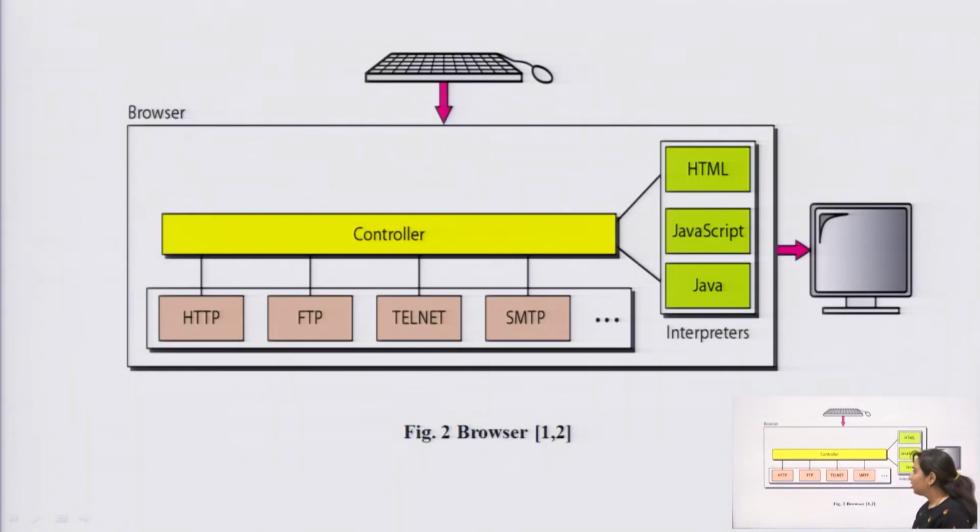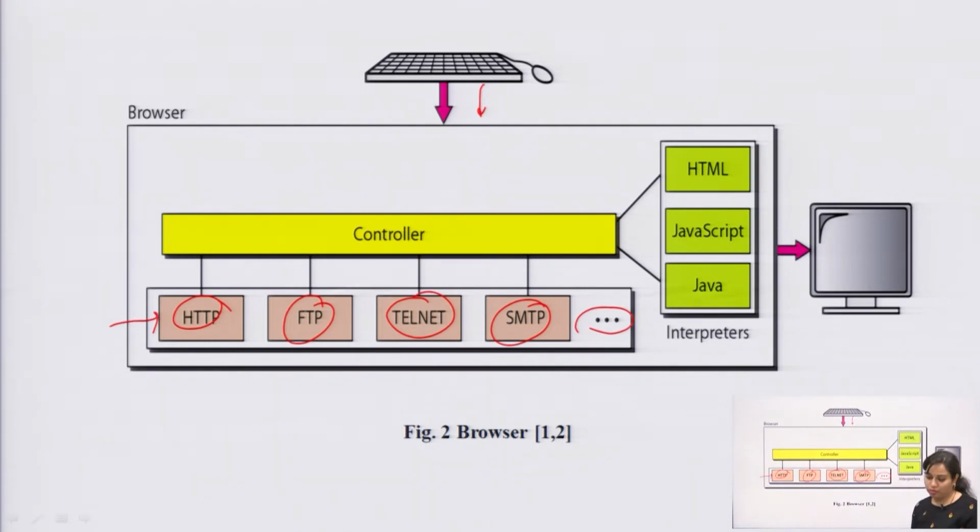Now, this is the browser. You can see over here that this is Hypertext Transfer Protocol, the first protocol, this is File Transfer Protocol FTP, this is Telnet, and SMTP, Simple Mail Transfer Protocol. This means there are n number of applications connected to this controller, which shows that you can access n number of applications through this controller, which acts as an intermediate node, and this will be accessed by this keyboard.